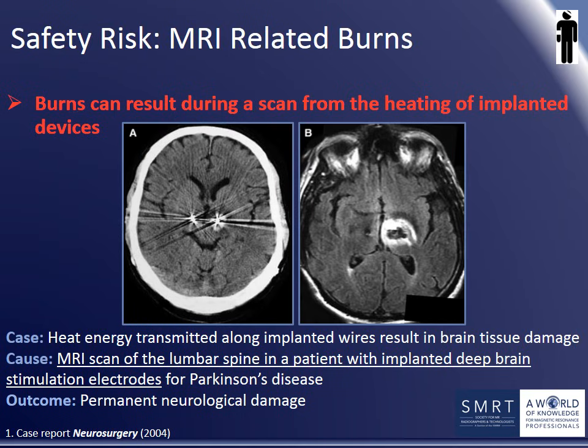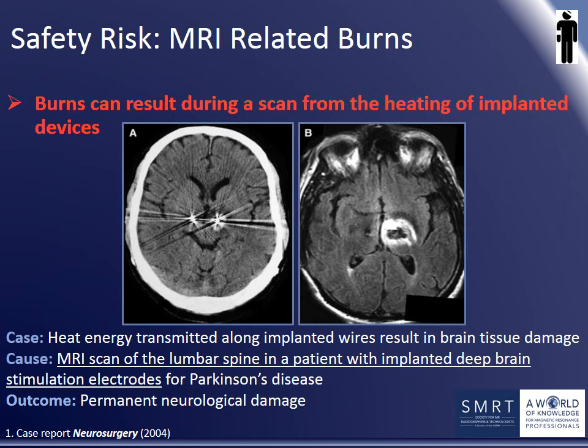Unfortunately, the transmitting leads were still inside of him, and for the duration of his scan, the leads were within the radiofrequency field. During the scan, heat energy was transmitted along the length of the transmitting wires and resulted in radiofrequency burns in his brain. The MRI operators noticed he wasn't behaving the same as prior to his scan, and he was sent to head CT, which revealed the implanted wires and corresponding tissue damage adjacent to the tips of the wires.